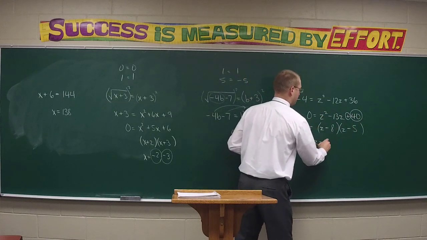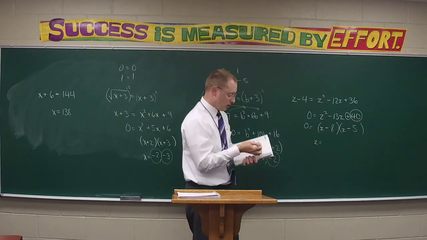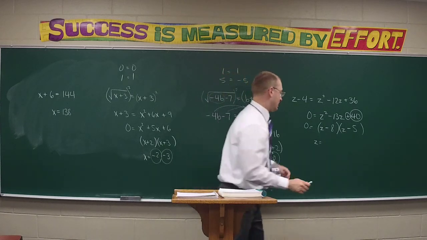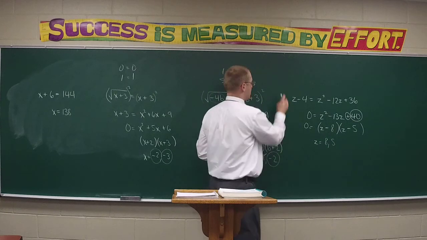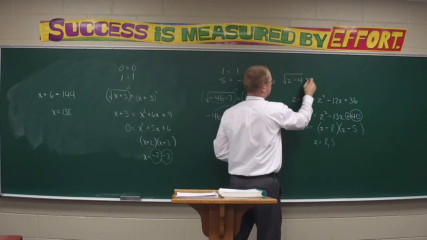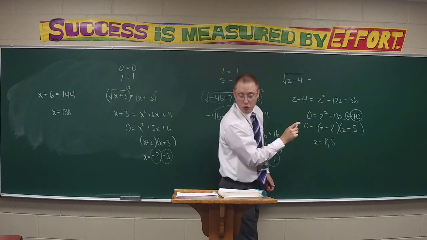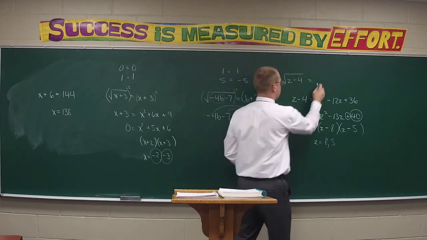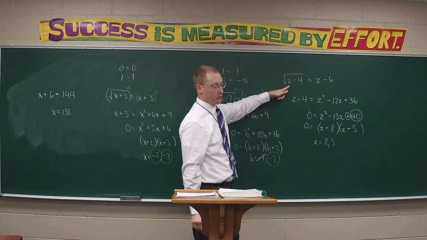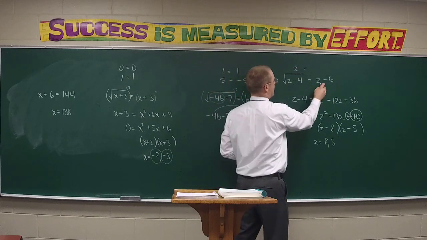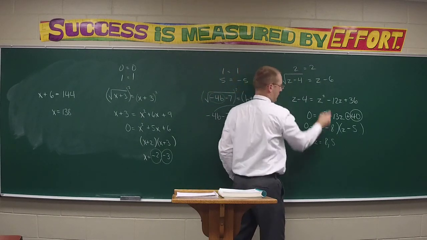So 2 possible roots for z here. What are they, Brandon? 8 and 5. And let's check them both. The original equation was the square root of z minus 4, all equal to z minus 6. Let's try the 8 first. 8 minus 4, class. 4. Square root of 4? 2. 8 minus 6? 2. 8 checks.